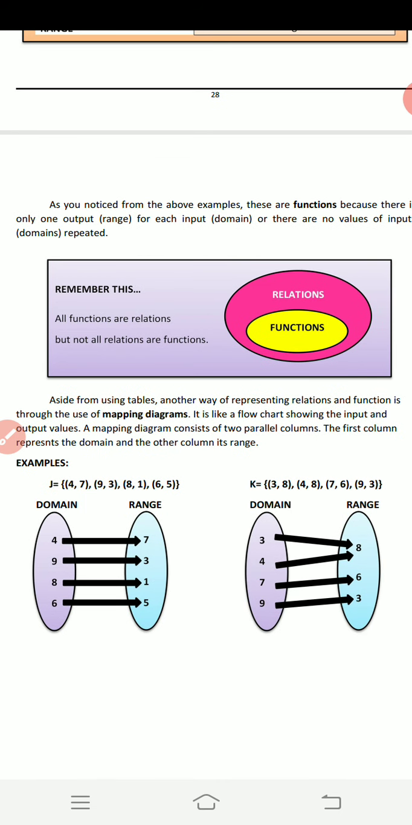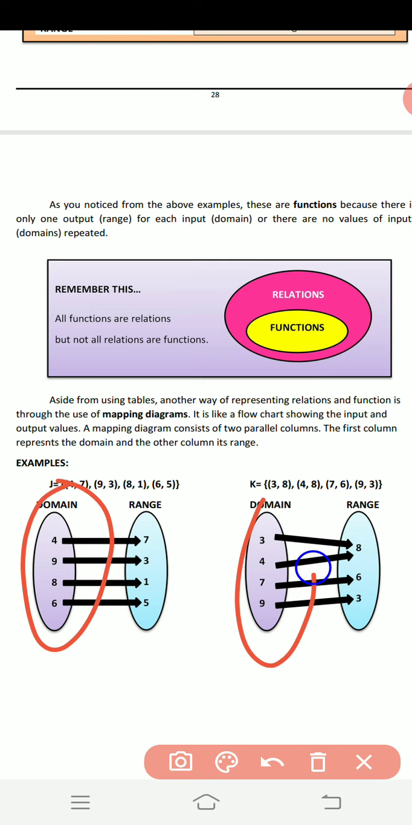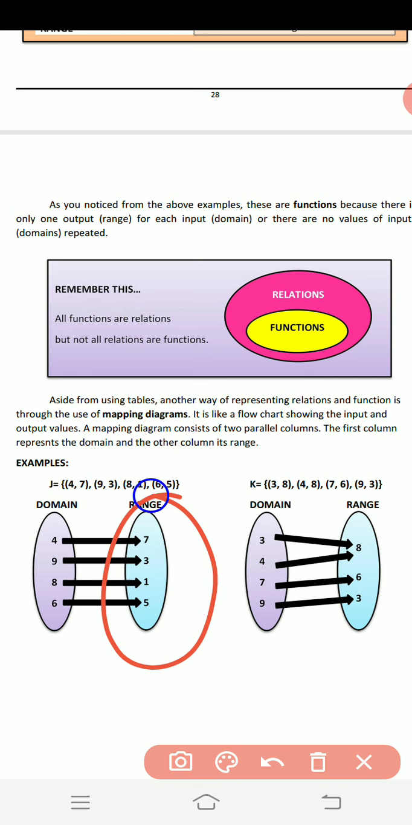Sad. Okay, proceed. Aside from using tables, another way of representing relations in function is the use of mapping diagrams. As you can see in the figure here, this is what we call mapping diagrams. So it is like a flowchart showing the input and the output values of the relation. A mapping diagram consists of two parallel columns. The first column represents the domain. And the other column represents the range.